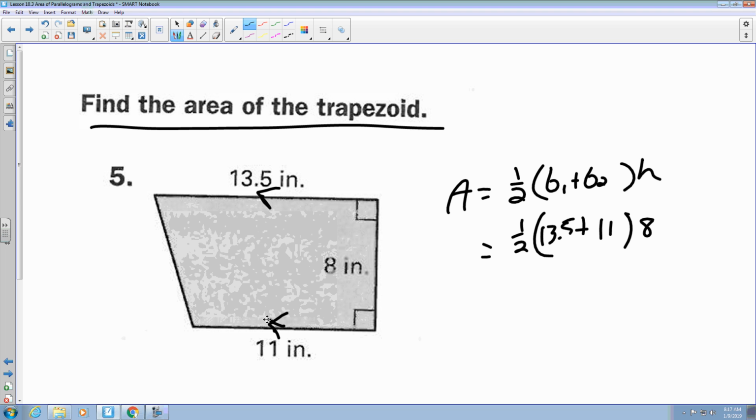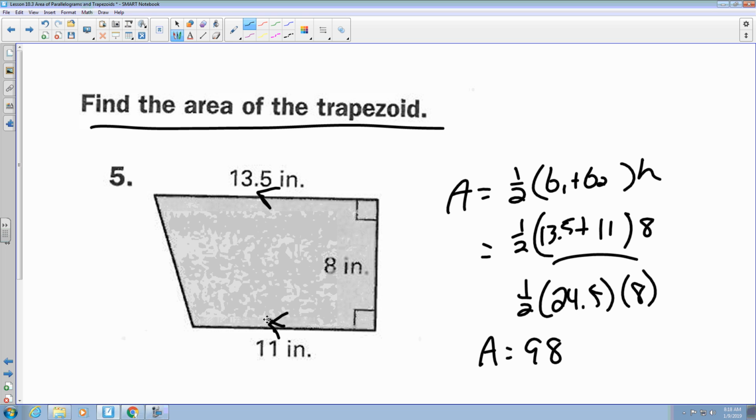All right, order of operations says we must take care of our parentheses first. So 13.5 plus 11 is 24.5. So I've got 1/2 times 24.5 times 8. Once all we have is multiplication in this situation, we just multiply all those three numbers together. 1/2 times 24.5 times 8, I get a value of 98. So the area of this trapezoid is 98, and it is square inches.